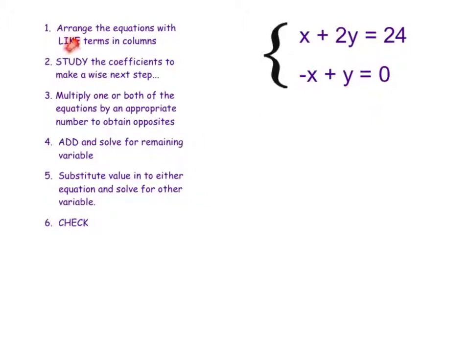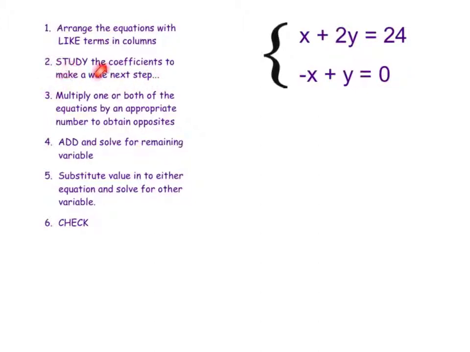Alright, so step 1, arrange the equations with like terms in columns. Most times this is already done for you, but you need to make sure that the x's are in one column, the y's are in another, and then the numbers. In other words, they're probably going to be in standard form, although sometimes your leading coefficient will not be a positive. So after you have them in like columns, the next step is making a wise next step.